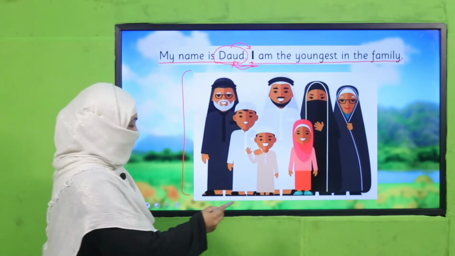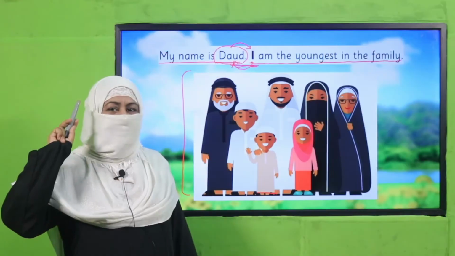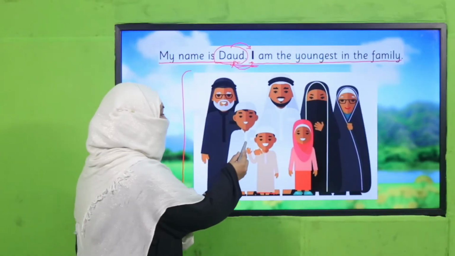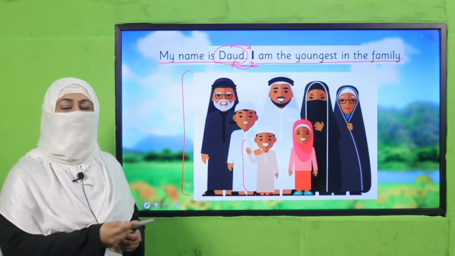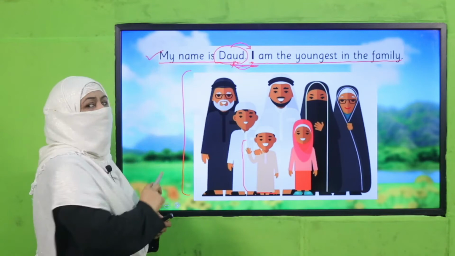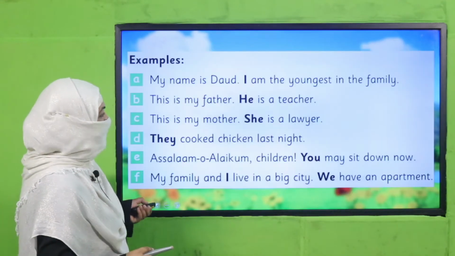Yes, the youngest boy standing here. You see, these are all the family members, and he is saying, I'm Daud, and he's raising his hand. I'm Daud, and I'm the youngest in the family. This is how, my children, in our routine we talk, and in writing we write like this. Do you understand? Okay. And there are more examples in your book.